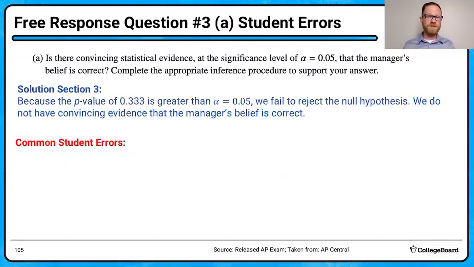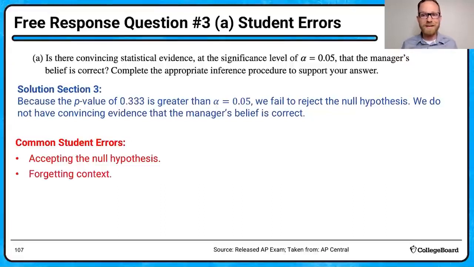Now, some common student errors when it comes to conclusions for significance tests. The first of which, a big no-no in AP statistics, is accepting the null hypothesis. So we said that we do not have convincing evidence that the manager's belief is correct. That is not the same as saying we know that the manager's belief is incorrect. That would be accepting the null hypothesis. So every time an AP exam grader reads a student response where they accept the null hypothesis, a small tear comes down the side of their face. Please don't do that to the AP exam graders. Do not accept the null hypothesis.